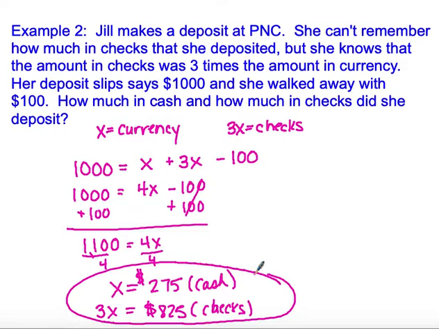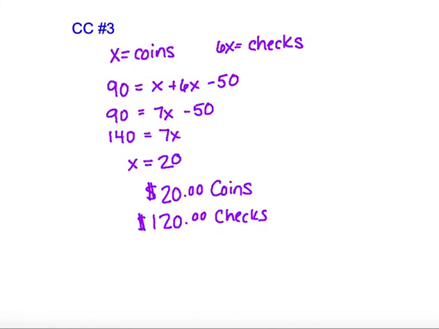Go ahead again and pause the video and try concept checks 3 and 4 on page 181. When you're ready to start, I have these problems worked out so you can use it to guide your practice. So concept check number 3, I set my variables x for coins and 6x for checks. I set up my equation, I solved and found that the deposit was $20 in coins and $120 in checks.